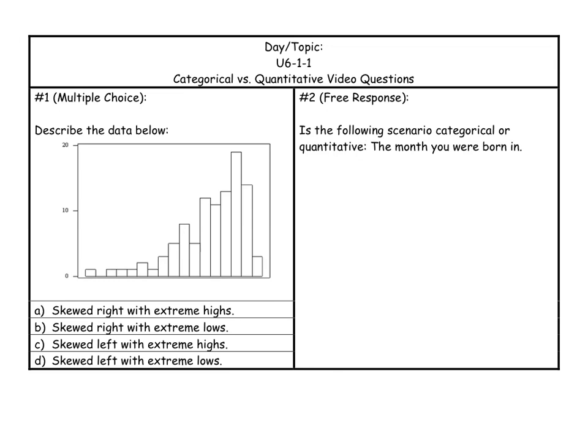So here are video question 1 and 2. Describe the data below. Is this data skewed right with extreme highs, skewed right with extreme lows, skewed left with extreme highs, or skewed left with extreme lows? Number 2, is the following scenario categorical or quantitative? The month you were born in. So are you measuring a characteristic or are you measuring a quantity? So is it categorical or quantitative?